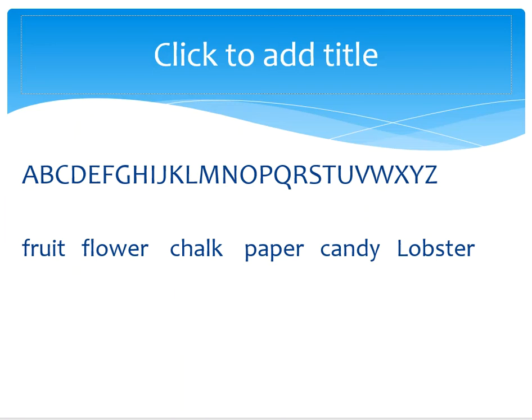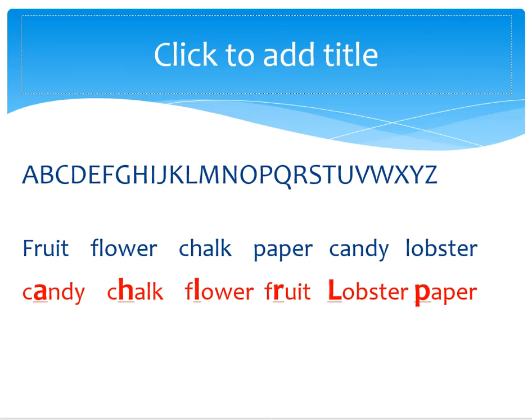You can pause before. All right, candy and chalk came first because they both started with C. But how did you know whether to put candy or chalk first? Well, you had to look at that second letter. A comes before H. Flower and fruit came second. They both started with an F, so they came after candy and chalk. But how did you know whether to put flower or fruit first? You had to look at the L and the R, the second letter.